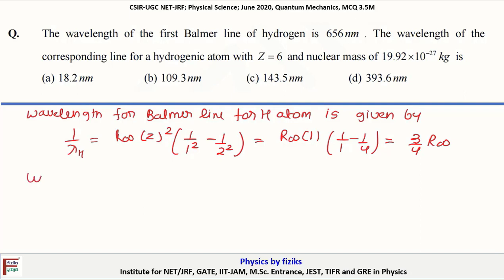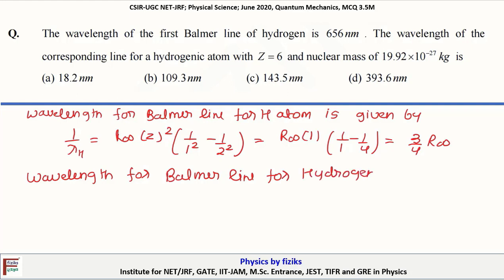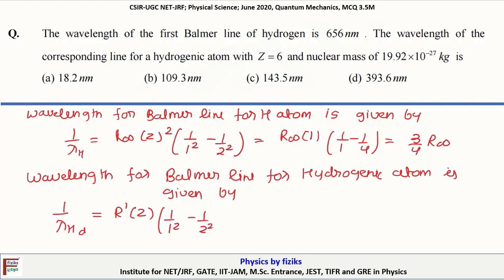Now the wavelength for the Balmer line for the hydrogenic atom is given by 1 by lambda of the hydrogenic atom equals R dash Z squared (1 by 1 squared minus 1 by 2 squared).